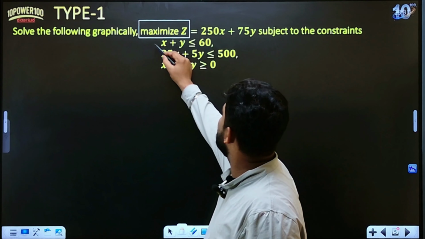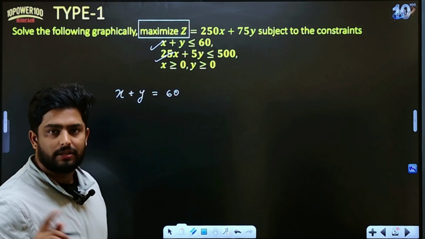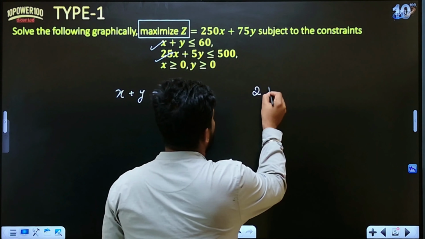Now if I compare with the previous steps, the first one is to write the inequalities in equation form. So let's write this in equation form. The equations are x plus y is equal to 60, correct? And the next one is 25x plus 5y is equal to 500. Now it is very simple. We can easily find the coordinates. Second step is finding the coordinates.